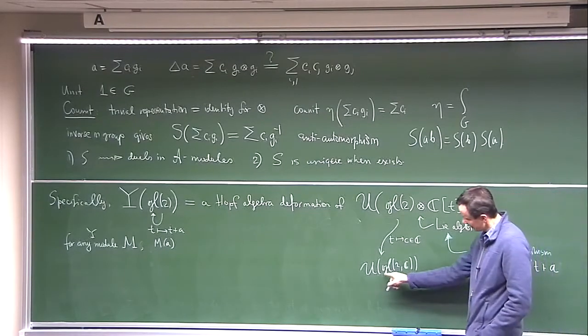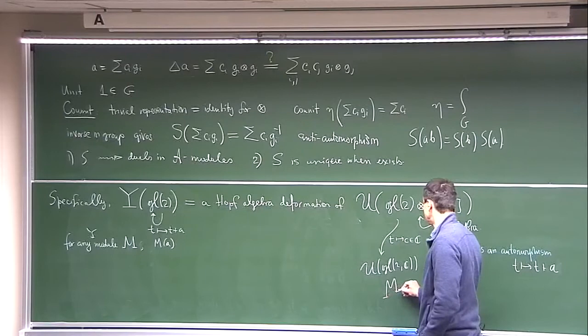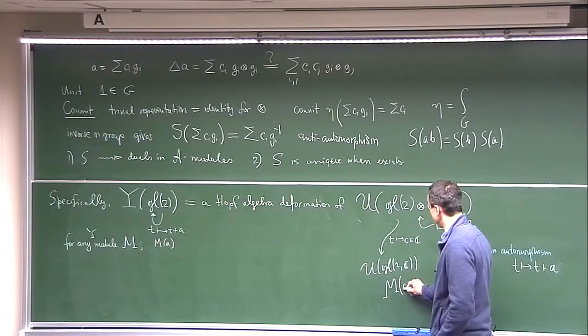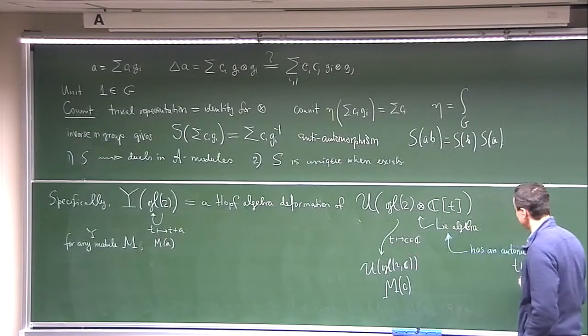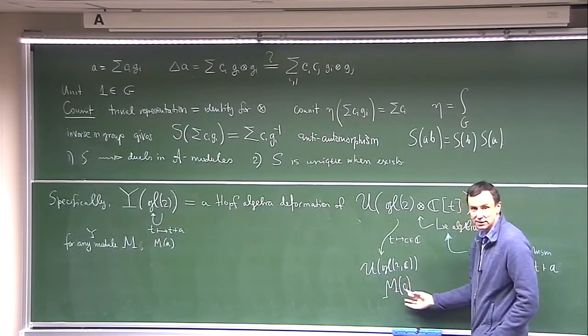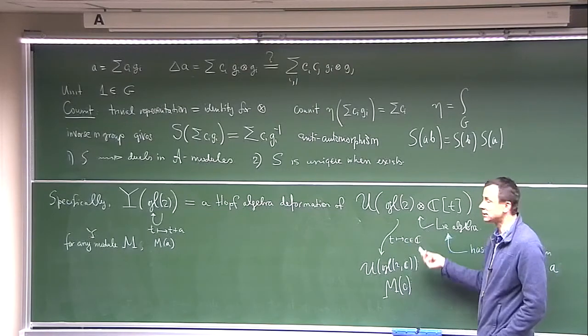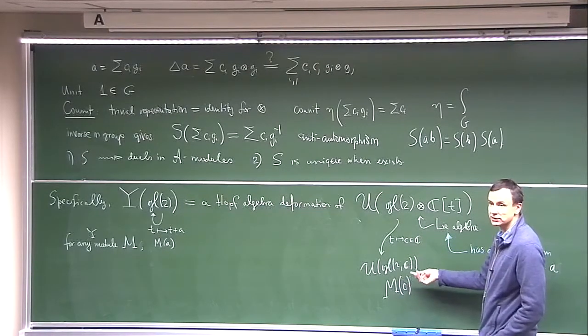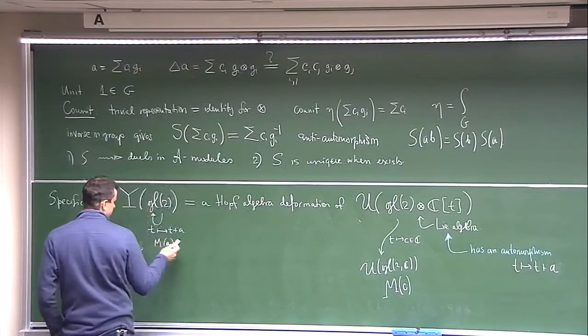Then I can take any module here, and this would be, so to speak, a module sitting at a point of C. If I act by this automorphism, this moves around the position where I evaluate. So these are called evaluation modules. They're some of the most important ones. So for any module, this is also a module.